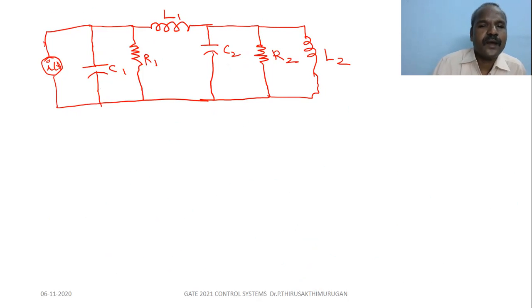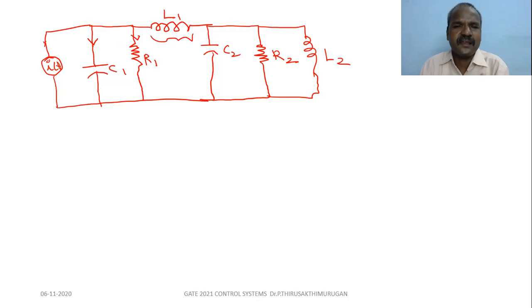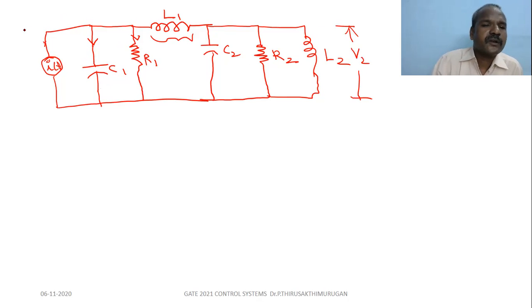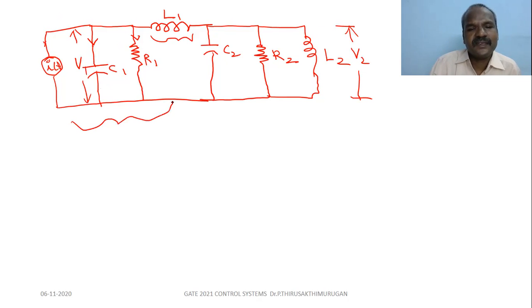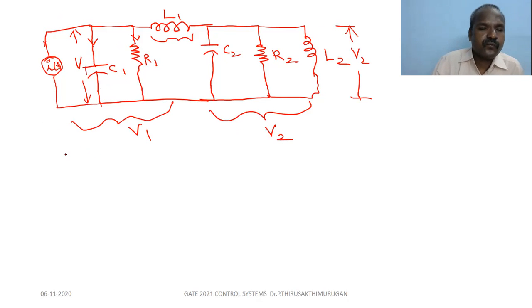So this is L1. Current I passes through to here, so some voltage drop is here. Because of the current passing through the inductor, this inductor drops some potential, so the remaining potential only passes to this side. The potential across this network is V2, and across this side is V1. So this is the torque current analogous system.